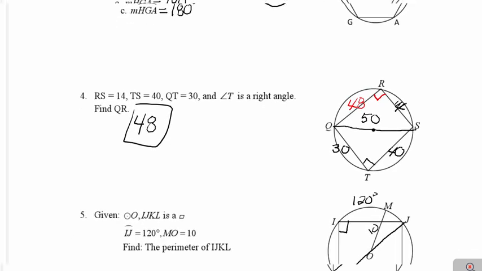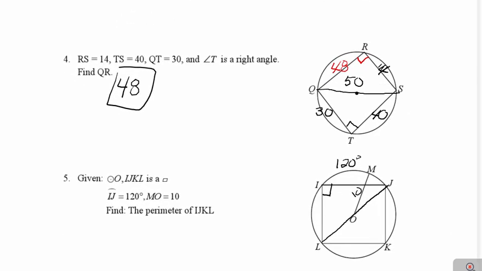Number 4 is a little bit trickier, but it does give us that angle T is a right angle, so therefore we know that angle R must also be a right angle since opposite angles are supplementary. Then I connected points Q and S to get these 2 right triangles. And if 2 of the sides of the right triangle are 30 and 40, then I know the third side must be 50 because that's a 3, 4, 5 triple. And then if I look at my other right triangle, I have 14 and 50. I know that's a 7, 24, 25 triple. So the missing side, QR, is equal to 48. So that was just using triples to get those answers.